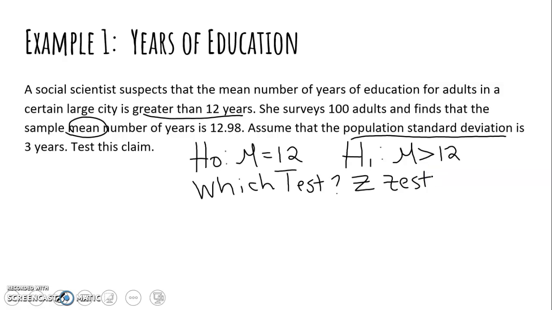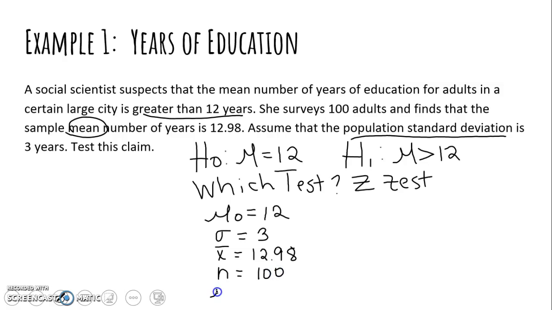So when you run the Z test, it's going to ask you for a few things. We're just going to go ahead and write these things down. This is how you show your work. It's going to ask you for the null. The null equals 12. It's going to ask you for sigma. Sigma is 3. It's going to ask you for X bar. X bar is the sample mean, which is 12.98. It's going to ask you for N. N is the sample size, which is 100. It's going to ask you for the alternate statement. The alternate statement is that it is greater than the null. And then you're going to choose calculate.